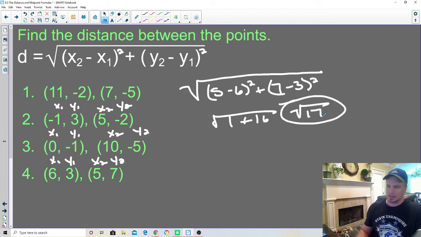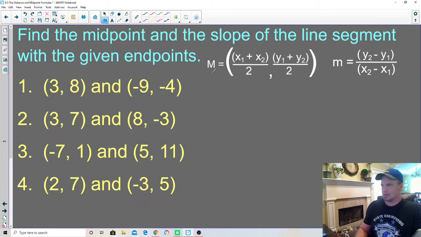We don't want to get a decimal answer and round it. We just want to leave it in square root form. Okay, so simplify it if you can, like we did the first one. Other than that, just leave it in square root form. Okay, next page. Midpoint formula. Okay, this is really pretty easy. The formula may look a little ugly, but it's really pretty easy.